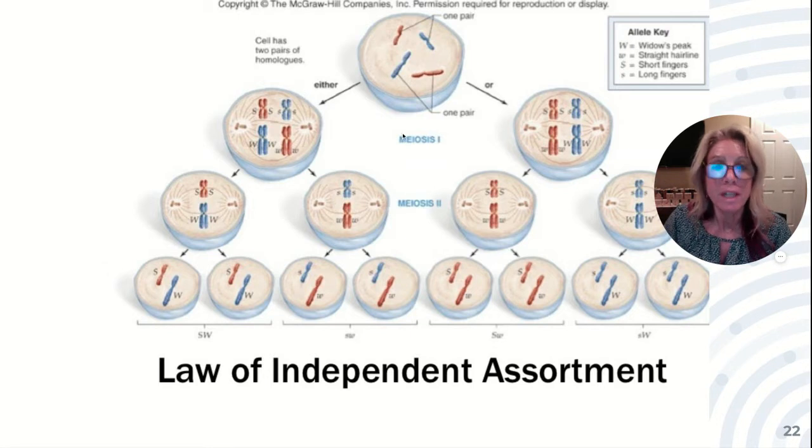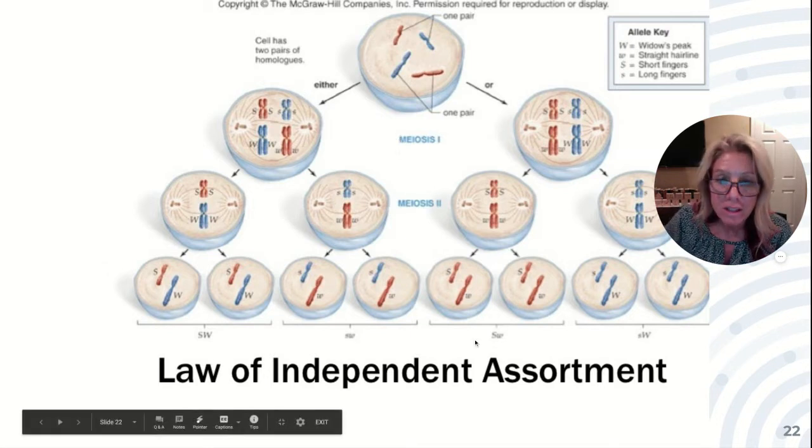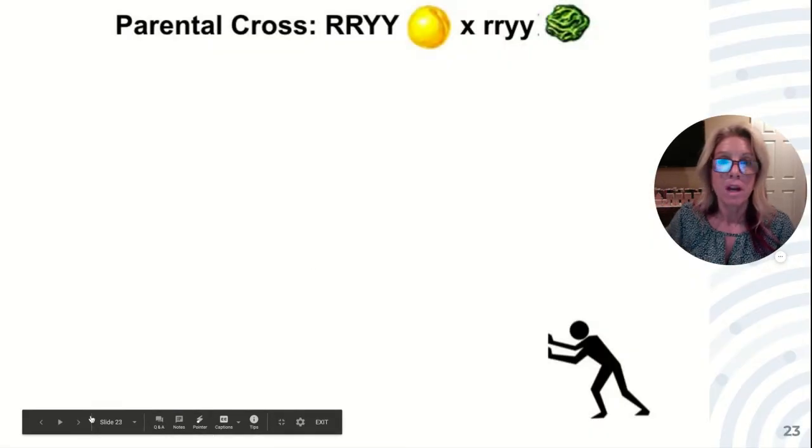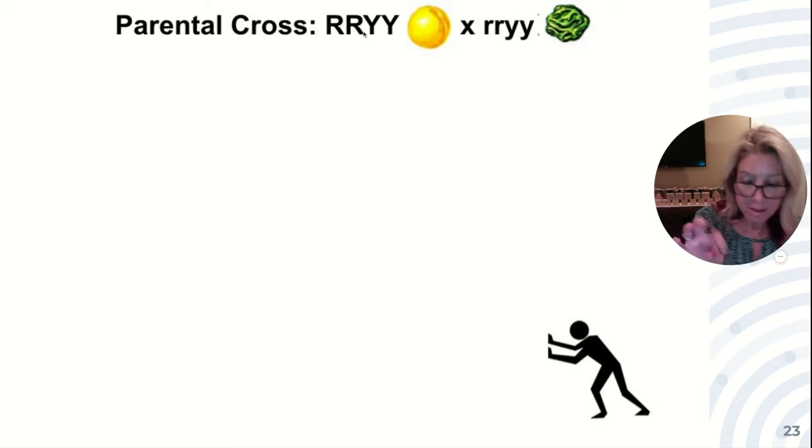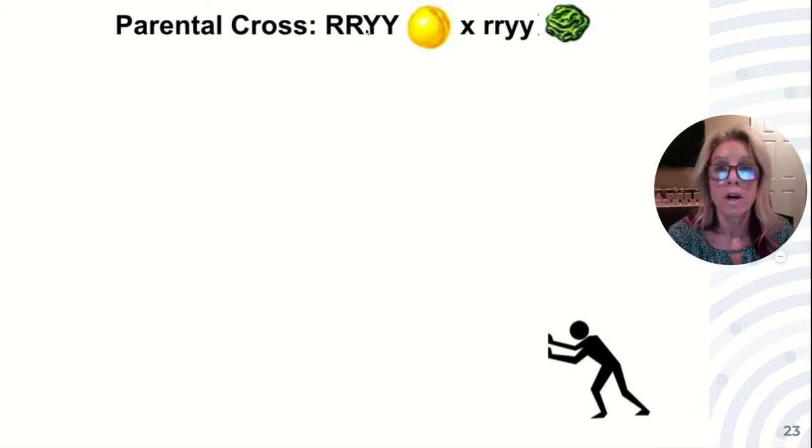So what I would do in any kind of situation like this to get these 4 is I would just do FOIL, and I will show you that one more time. Okay, so let's look at this cross right here. Here's one parent, and this is the one that's similar to the one that's in your notes. For peas, having round peas is dominant over having wrinkled peas. So that's the R's. Yellow peas are dominant over green peas.